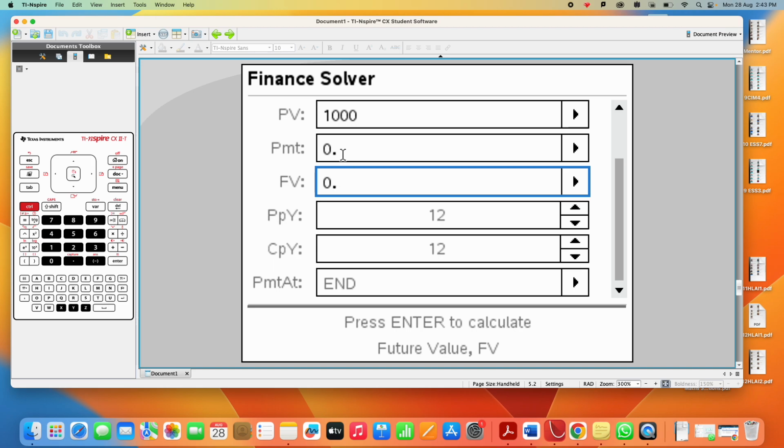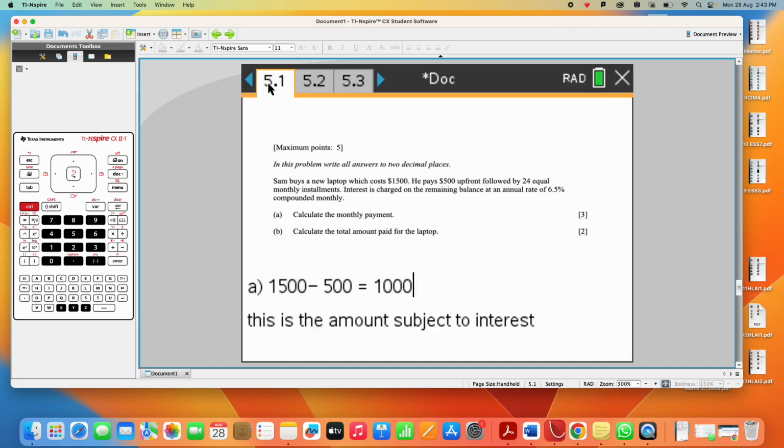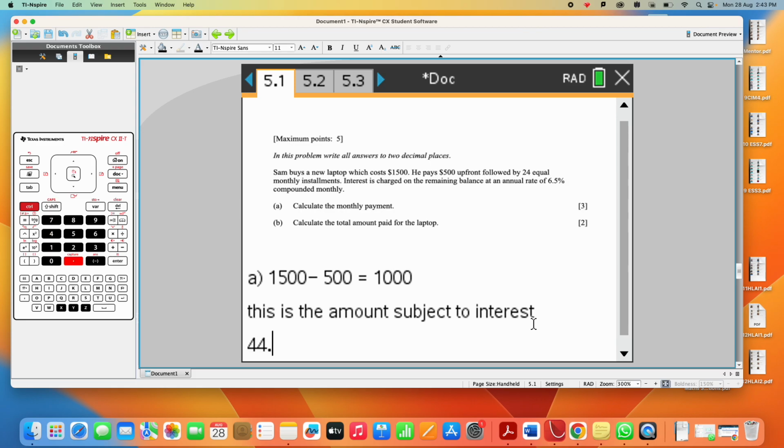And then we're solving for the payment, which is negative 44.55, right? So the payment is $44.55 or euros per month. So the payment is 44 point, what did I say? Oh no, 5545. Oh, thank goodness for that. Well done. Dollars per month. So it's okay to round that up to the nearest cent because that's cash. It makes sense.